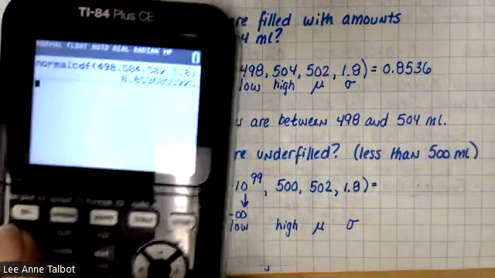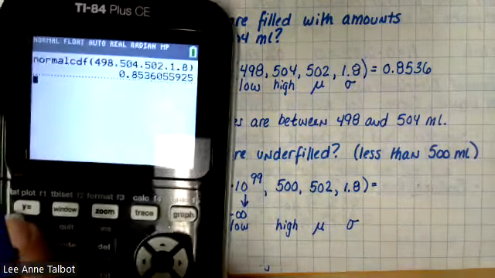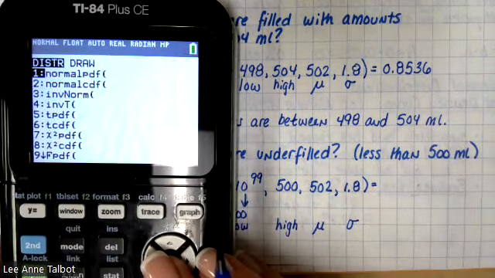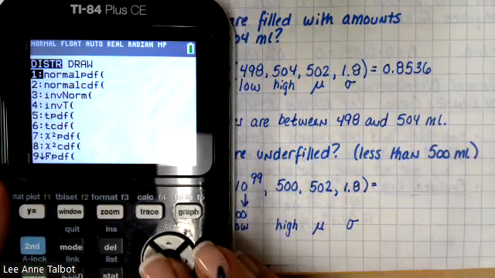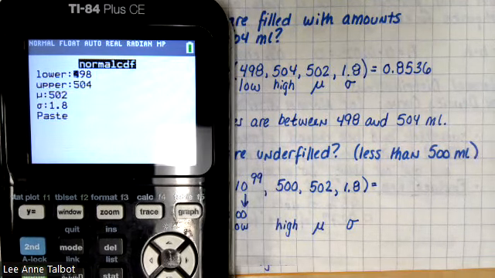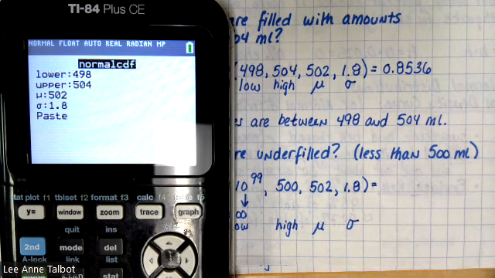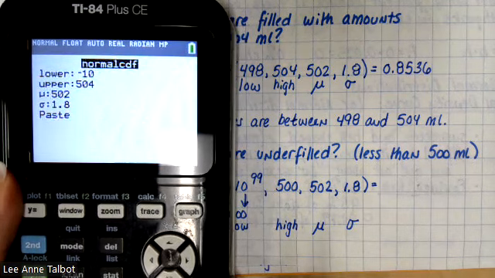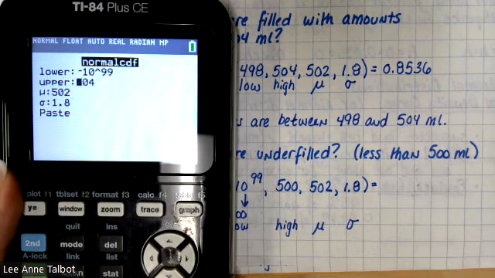Okay, so going back to your calculator, second vars will get you back in your distribution menu. And one of the really good things about these calculators is they'll save your previous stuff. So it still has my same mean and standard deviation in there. I just need to make this negative 10 to the 99 and 500.